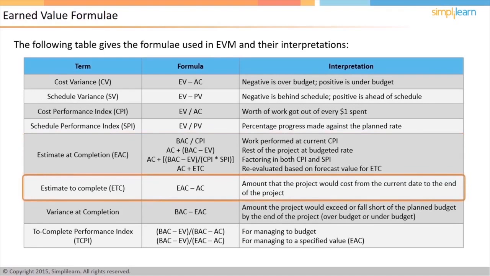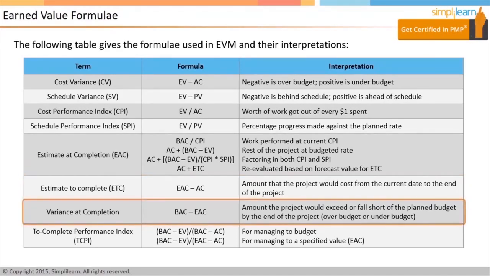The next parameter is Estimate to Complete, or ETC, which is the cost of the project from this point to the end. This is calculated by subtracting the actual cost from the estimate at completion. In addition, variance at completion can be calculated by subtracting the estimate at completion from the budget at completion. Variance at completion is the cost estimation of whether it is over or under budget.